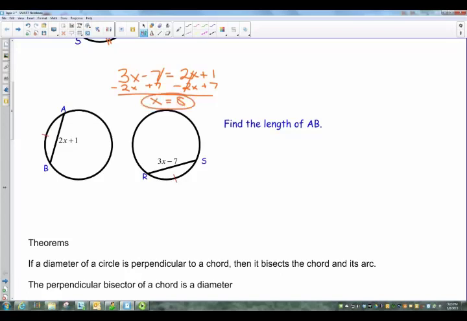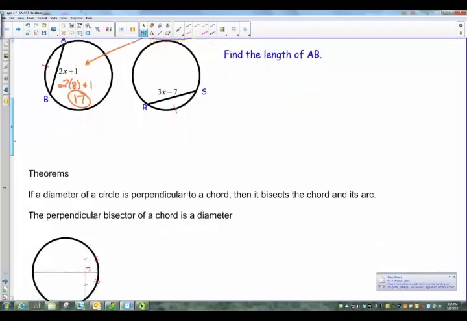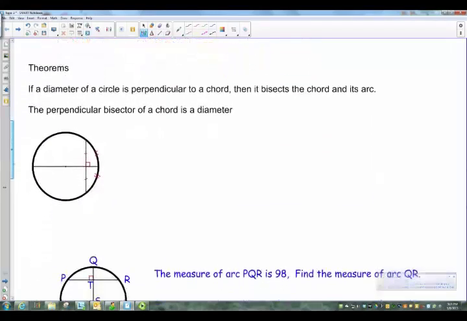Now, notice that's not what it asked me. It asked me for the length of AB. So I now take this and substitute it in. So 2 times 8 plus 1 equals 17. That's the actual length of the chord that I want, and there you go. Okay, so from there, we keep moving.